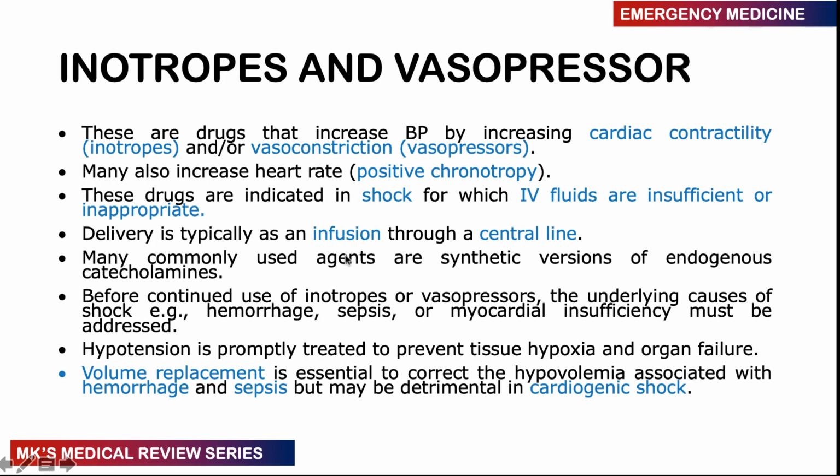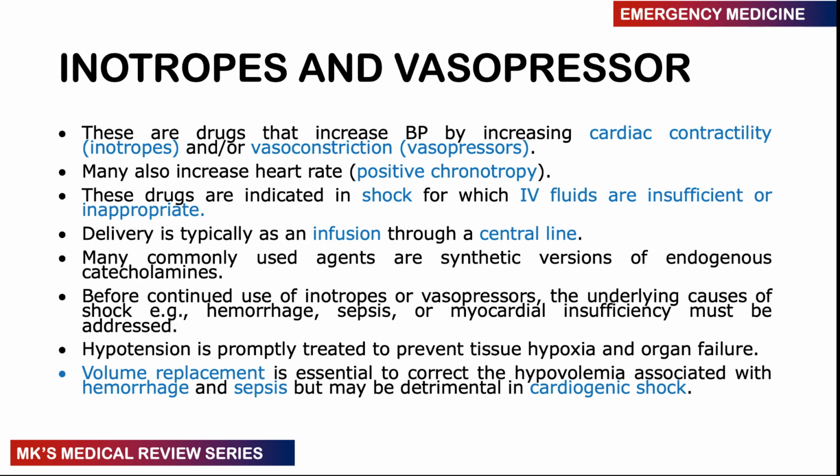Most of these are going to be delivered through an infusion line, though it's actually quite important that you have a central line, especially if you're going to be infusing high doses of these inotropes and vasopressors, because some of them have the potential to cause peripheral necrosis. So you want to give them in a central line, except for some that can actually be given in a peripheral line. Many of these commonly used agents are just the synthetic versions of the endogenous catecholamines, because remember, most of these are produced in the body.